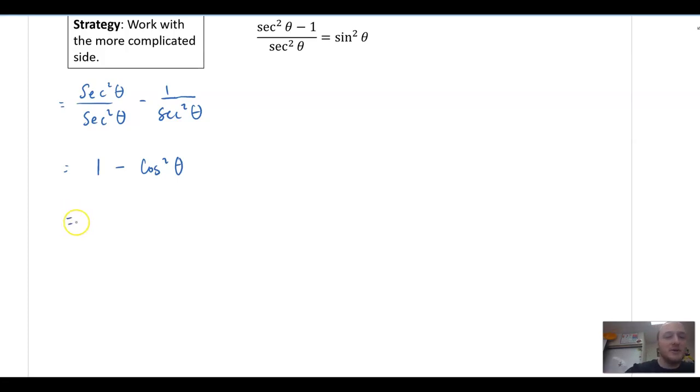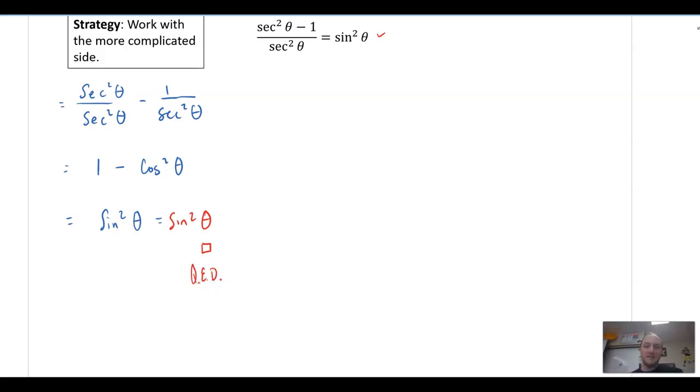And 1 minus cosine squared. Well, this is a Pythagorean identity. This is sine squared theta. Hey, isn't that what we wanted, which was sine squared theta? Oh, you betcha. And here's a cool thing we do in mathematics: we put a little box at the end of our verification. And this is Latin QED.